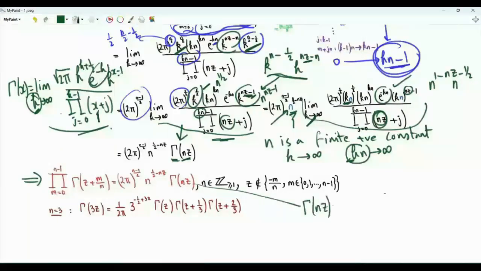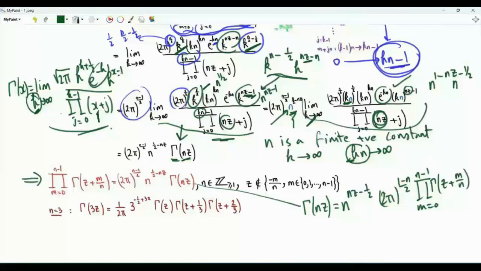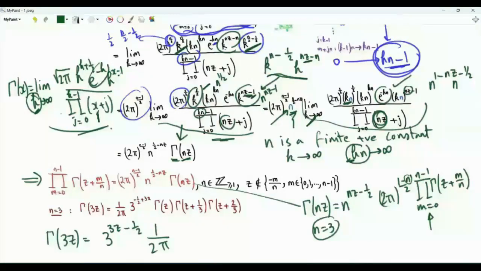We can rewrite it as gamma of nz equal to n to the nz minus 1/2, 2 pi to the power 1 minus n over 2, then the product, m from 0 to n minus 1, gamma of z plus m over n. What we need for our task is the special case when small n is equal to 3. Gamma 3 of z is equal to 3 to the power 3z minus 1/2. If n is equal to 3, we have 1 minus 3 over 2, that's minus 1. So we have 1 over 2 pi. The product has 3 terms. Small m is 0 or 1 or 2. We get the product of gamma of z plus 1/3, gamma of z plus 2/3.